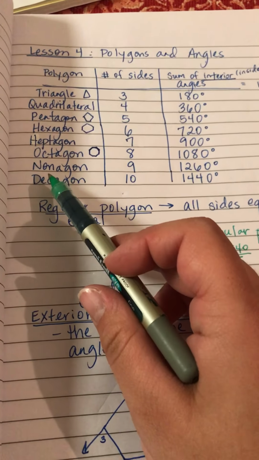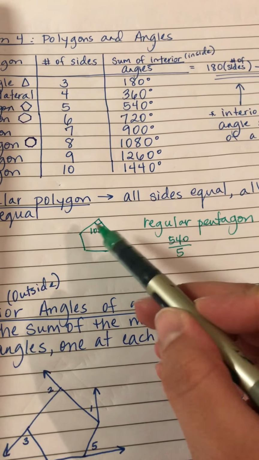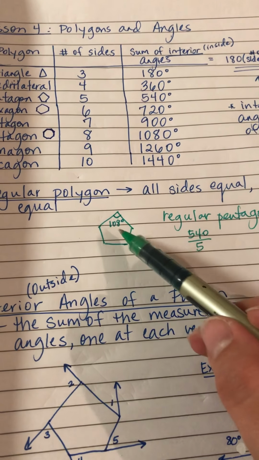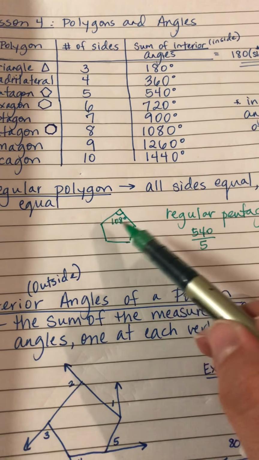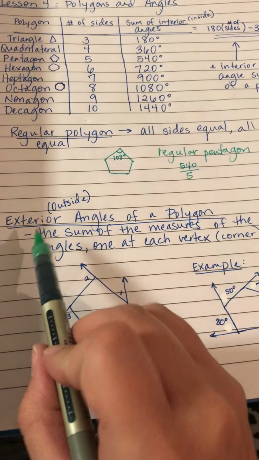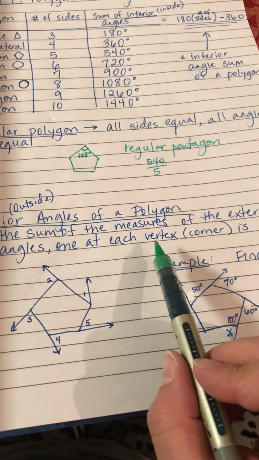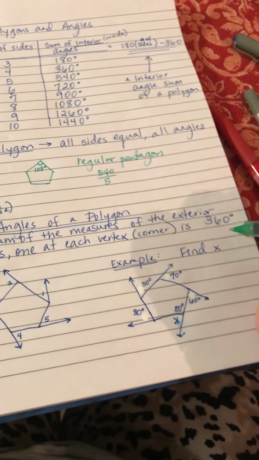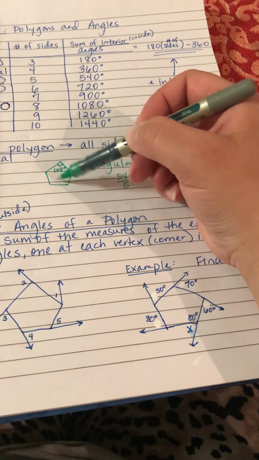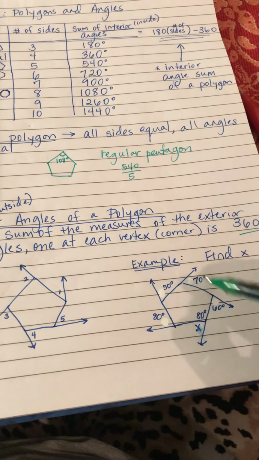I could say a regular nonagon or a regular decagon. That means all the angles inside would be equal and all the side lengths are also equal. So for a regular pentagon, each angle is 108 degrees. And I can also do the outside angles because we know the exterior angles of a polygon equal 360. So 360 is the total for the outside angles. These are inside, interior. Exterior would be outside of the polygon.